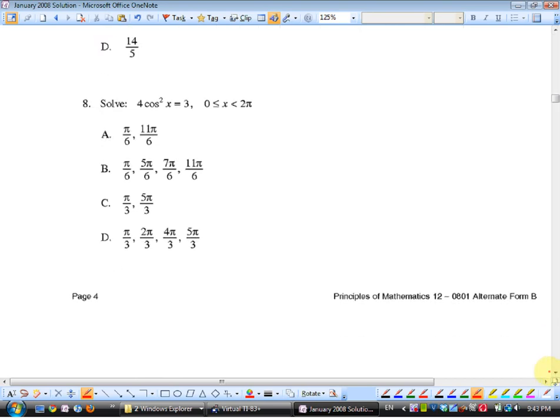Number 8, solve this. This is a quadratic trig, which means I'm expecting 4 answers. I'm pretty sure A and C are wrong. We would get the cos squared by itself. This would become cos squared x equals 3 over 4. How do I get rid of a squared? Square root. So it's going to be cos x equals root 3 over 2, because the square root of 3 is root 3. The square root of 4 is 2. I can do that evenly.